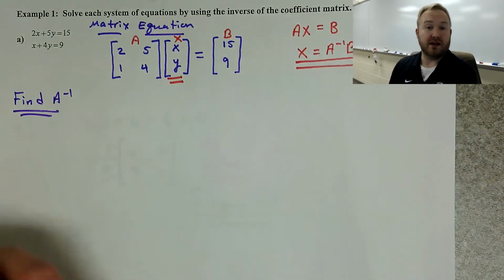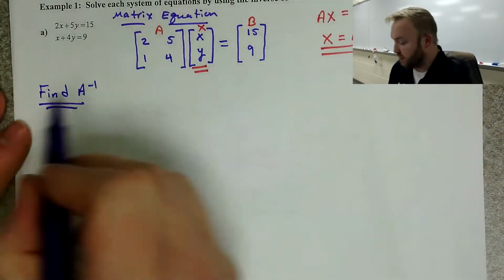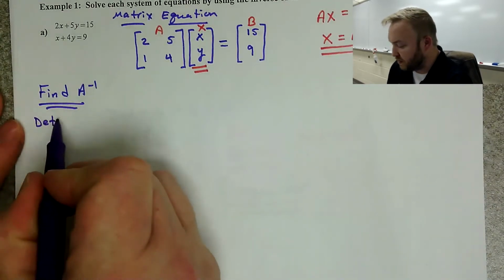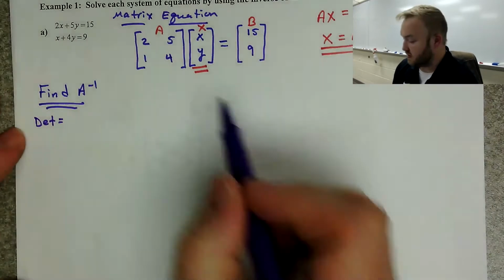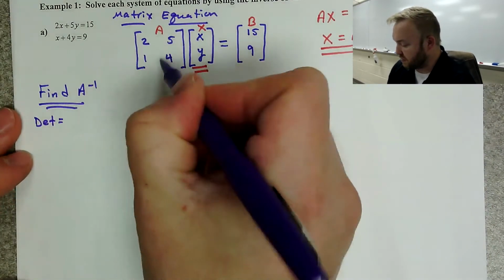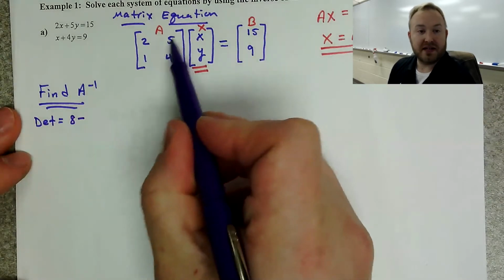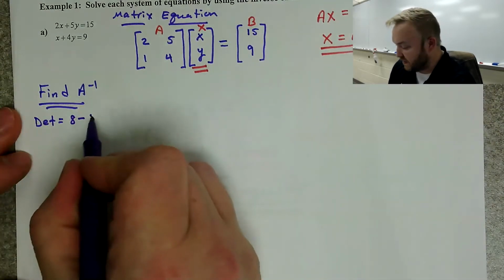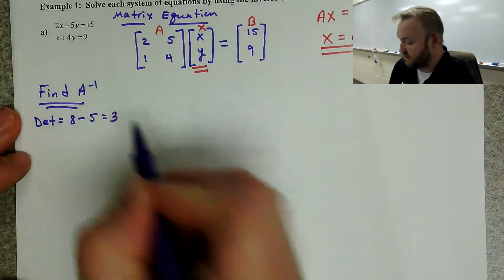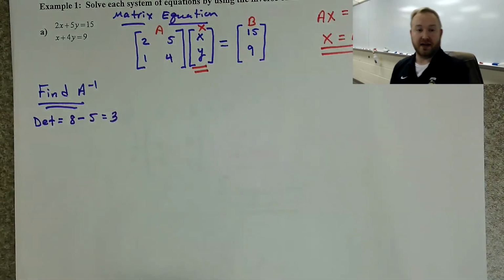Well, we know how to do that, don't we? We just learned how to do that. So the first thing that we need in finding the inverse of a matrix is its determinant. So I'm going to multiply my first diagonal. 2 times 4 is 8. I'm going to subtract. Then I'm going to multiply my second diagonal. 1 times 5 is 5. Okay, so 8 minus 5 is 3, so my determinant is 3.